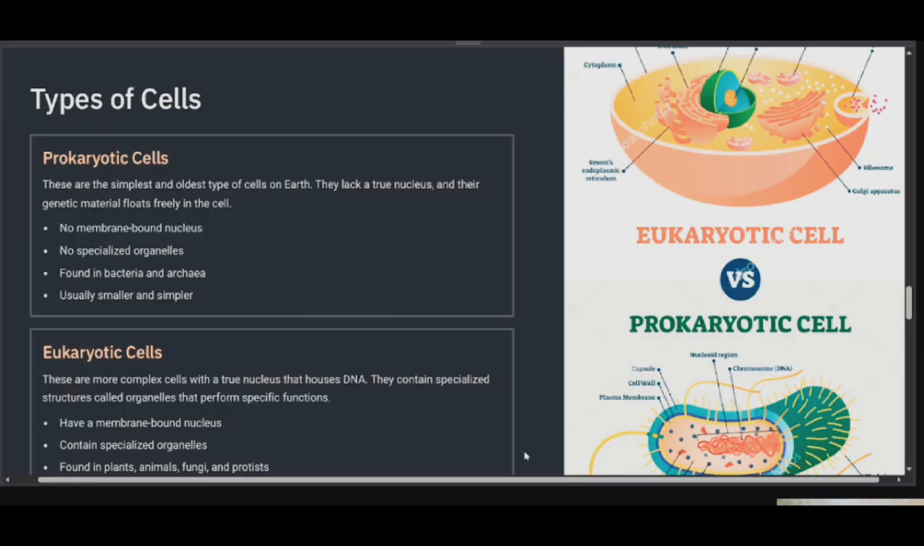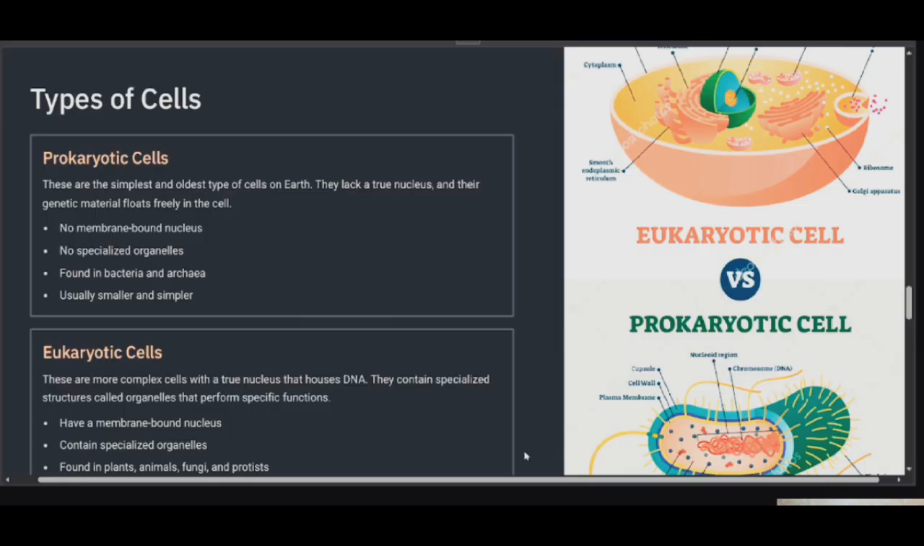So the key difference between these two cells is that prokaryotic cells don't have a true nucleus. Their genetic material floats freely in the cell, while the eukaryotic cell contains a specialized structure called the nuclear envelope that contains the genetic material. A prokaryotic cell has no membrane-bound nucleus and no specialized organelles, and it is found in bacteria and archaea.